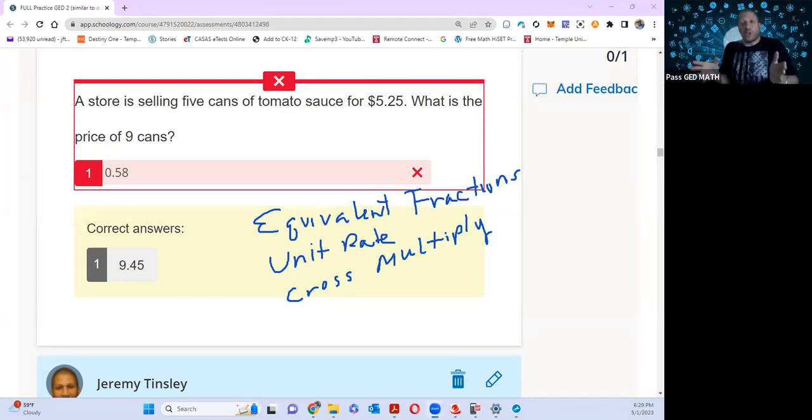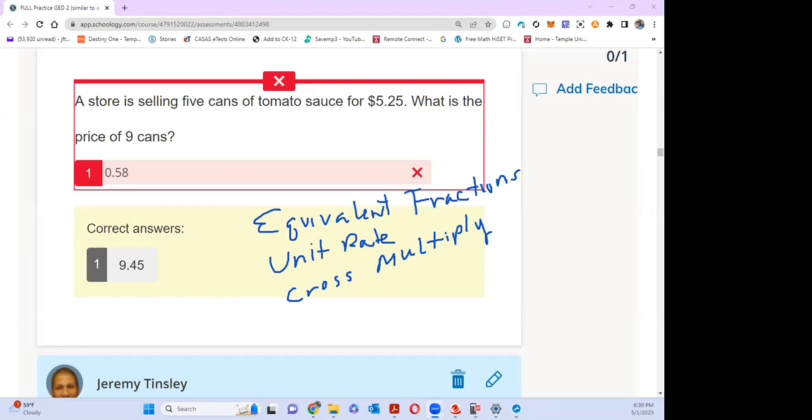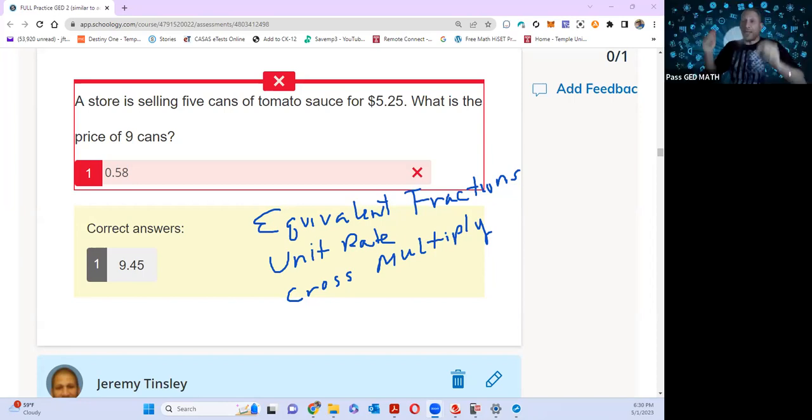Now, if you notice though, it might not be under proportion. It might be under unit rate. It might be under equivalent fraction. It might be under proportion. So they might not be all labeled proportions. It might even be called a slope, but it's still proportion.